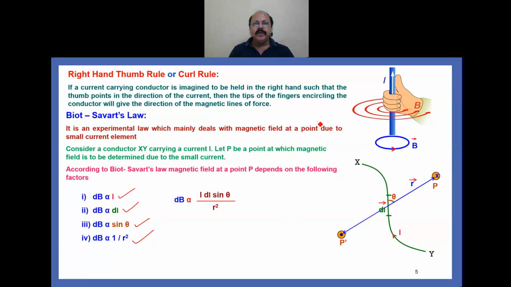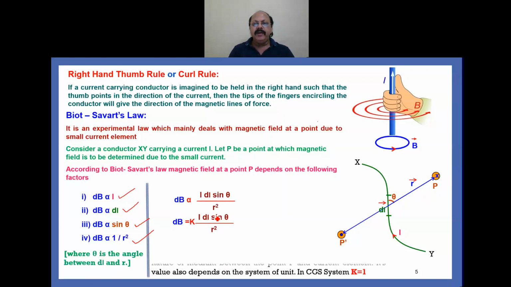To omit this proportionality sign, we require a constant, that is constant K. This constant K is called the constant of proportionality, and its value depends on the nature of the medium between the length element and the point P, or you can say between the current element and point P. Its value also depends on the system of units.